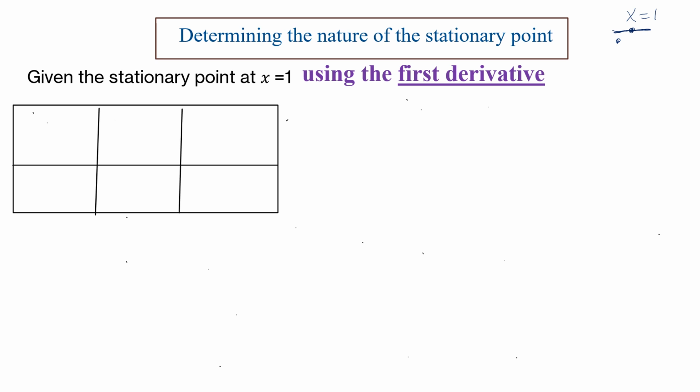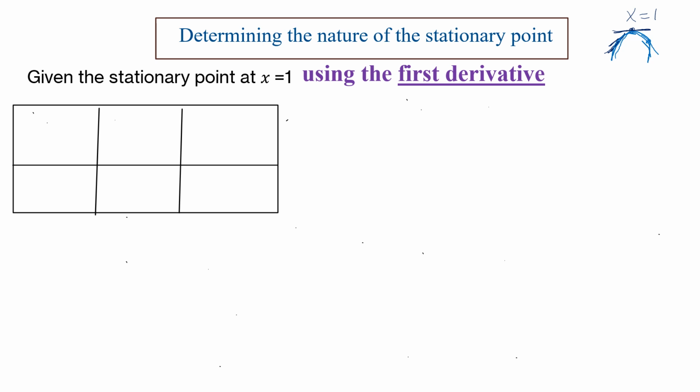supposing the gradient is a positive one, and then if I can determine another point to the right of x equals 1 and determine the gradient, and if I find that at that particular point the gradient is negative, and if you join all these three gradients up, you can see that what you're getting is a maximum point.